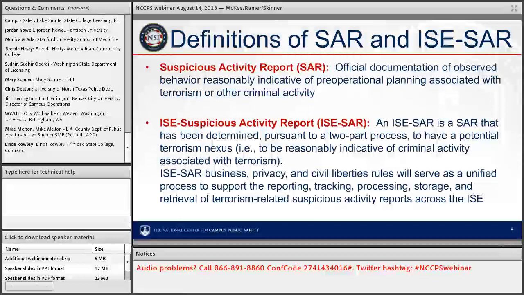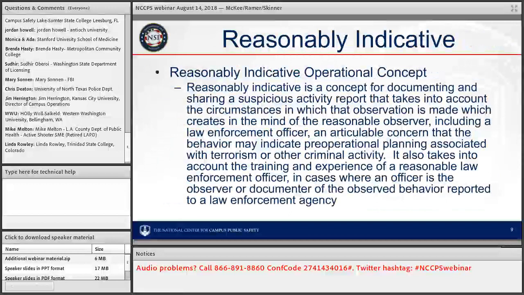So here's a couple of quick definitions. Suspicious activity reports, we all know what those are. That's when you report suspicious activity. What we're going to talk about today is the ISE suspicious activity report, or terrorism-related suspicious activity reporting. As I indicated, this is pursuant to that two-step process to determine if there's a potential nexus to terrorism, to say if the information should be shared. It also has to take into consideration privacy, civil liberties, and some other areas before we can report it, track it, and put it in the national system.